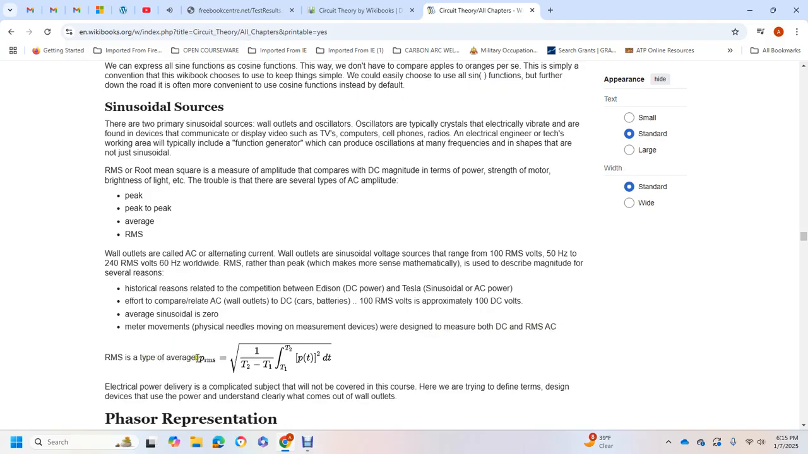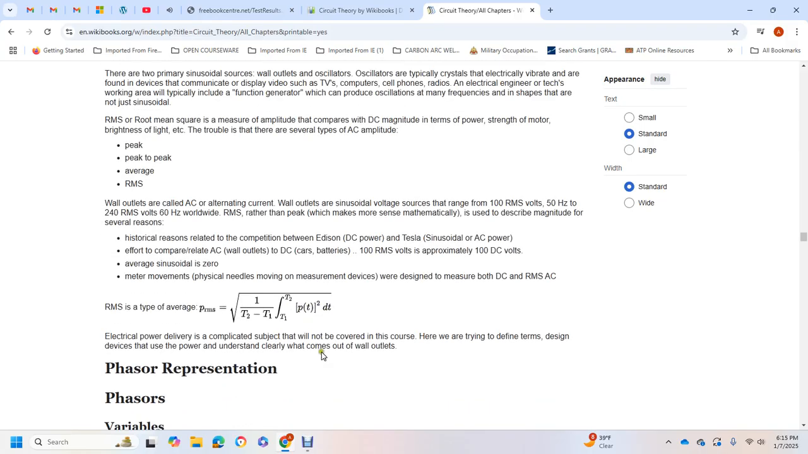Root mean square is the typical average of the power. The root mean square is equal to the square root of 1 over T times the integral from t1 to t2 of the squared function, dt.